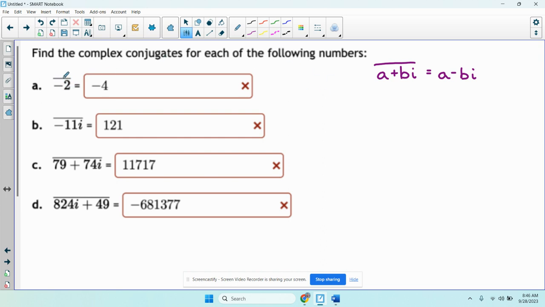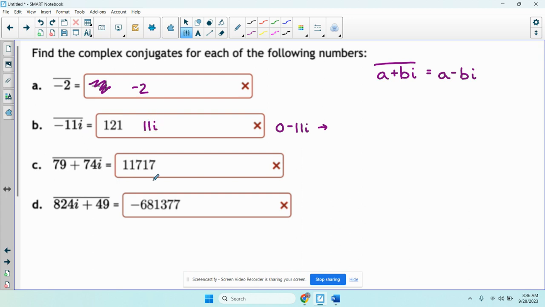So if there is no complex part, you can think of this as -2 plus 0i. The conjugate's just going to be -2 minus 0i. So this is literally just going to stay -2. Okay, -11i, you can think of this as 0 minus 11i. If I take the conjugate, then I'm going to change the sign of the imaginary part. So this is just going to be positive 11i.